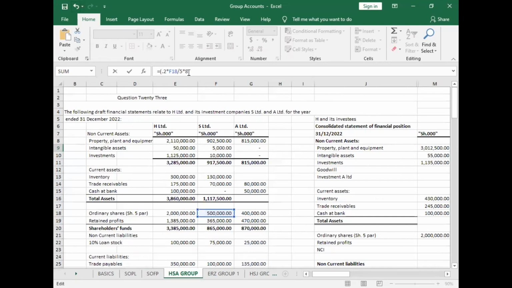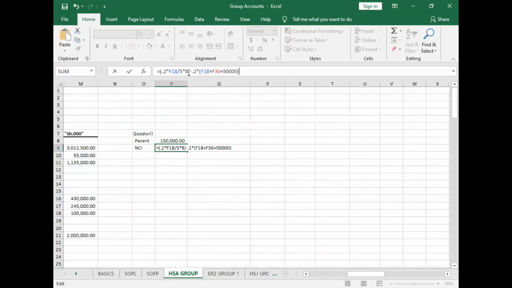I'll put it in brackets, then minus, remember, NCI has 20%, not 2%. Then I multiply by Control V, what I had copied: the share capital, pre-acquisition retained earnings, and the revaluation. And then enter. Then we hit impairment.